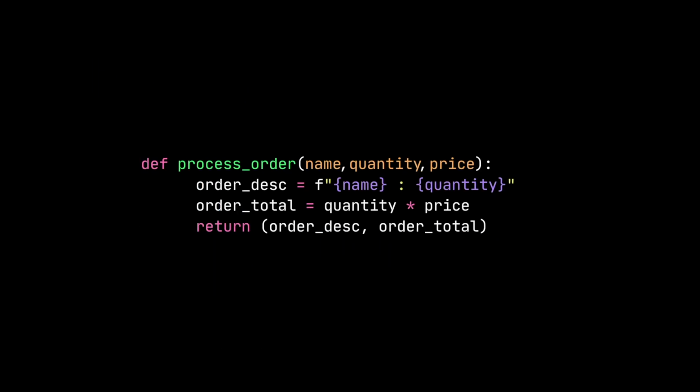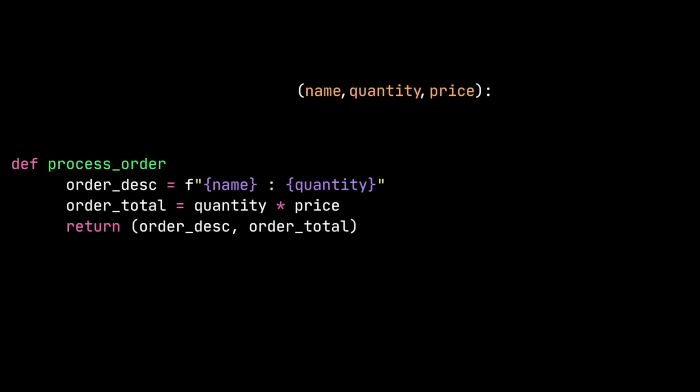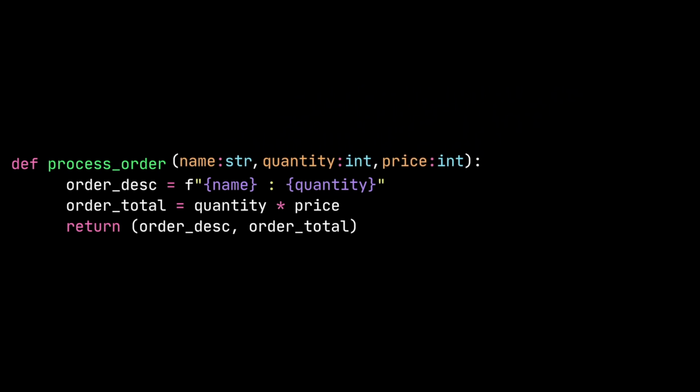We'll start with a function with no type hints. To add type hints to the function arguments, we place the type of the variable after the variable name, separated by a colon. In this case, we're indicating that we expect name to be a string. We could do the same thing with quantity. Here, we're indicating that we expect quantity to be an integer. We also can indicate that price is an integer. The parameters of this function now have type hints.